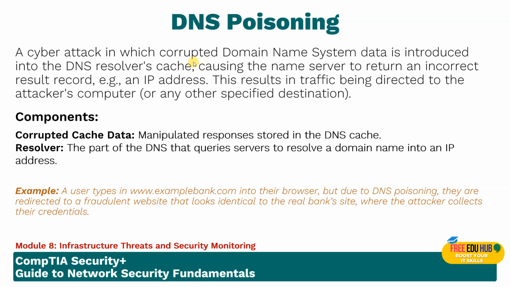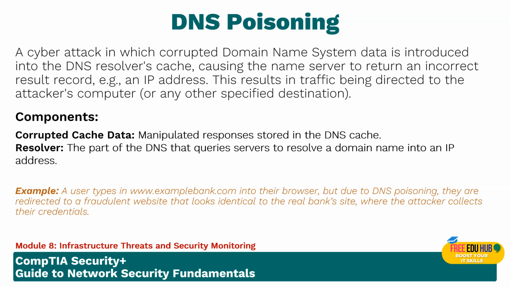So what happens in DNS poisoning is that it is a cyber attack in which corrupted Domain Name System data is introduced into the DNS resolver cache, causing the name server to return an incorrect record, for example, the IP address. This results in traffic being redirected to the attacker's computer or destination. To explain it in a different way, this attack involves introducing corrupt data into the DNS resolver cache, causing the resolver to return an incorrect IP address, diverting the traffic to the attacker's server, since there are DNS tables.